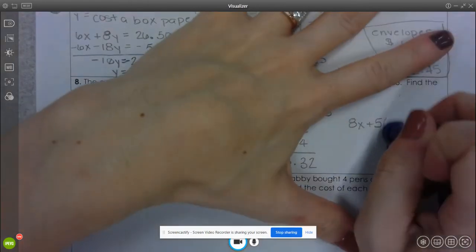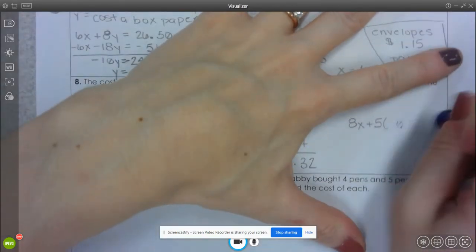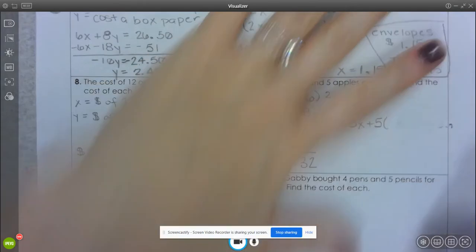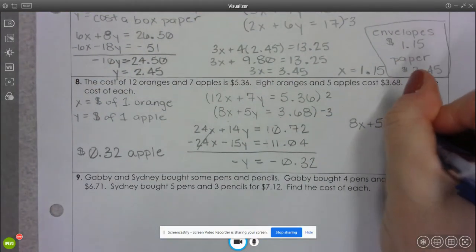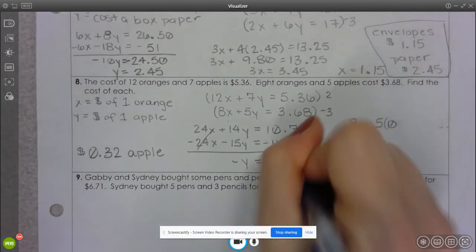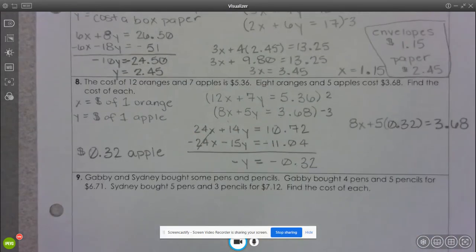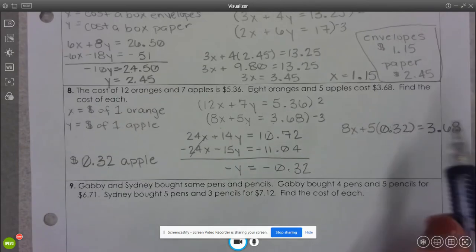Oh, it's not negative. It's positive. Sorry, friends. I was looking here. I should have been looking here. Because the cost of an item can't be negative. It has to be positive.